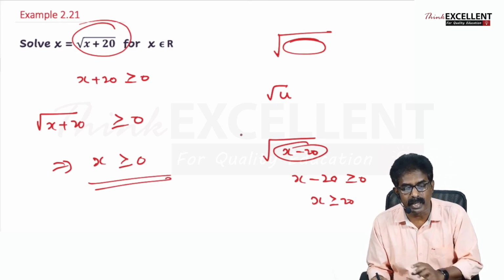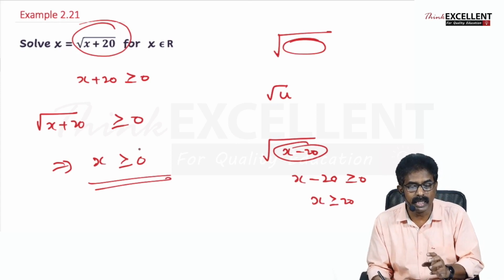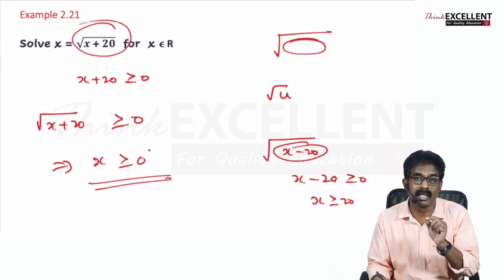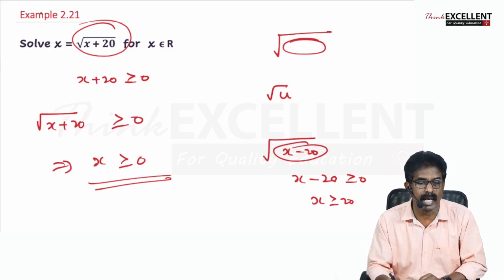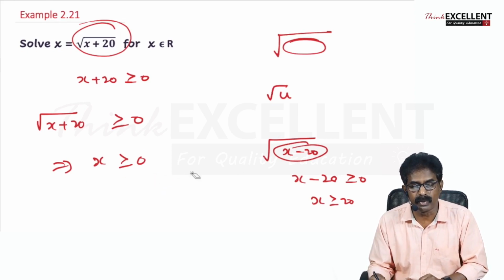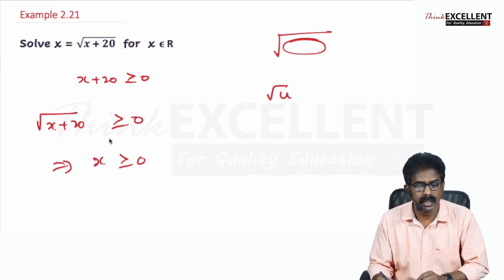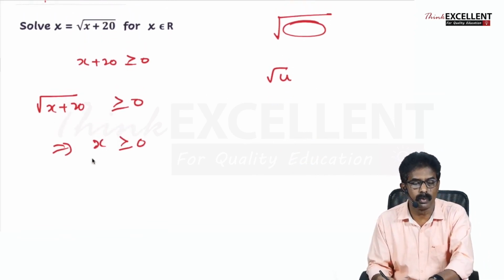But here it is not minus 20, it is plus 20. So here the valid condition you are getting is x greater than or equal to 0. So your answer must be greater than or equal to 0. If you get some negative value, don't take that one. Only the positive value you should take. Now the things are very, very simple. Just use square and do that. So what is given here?